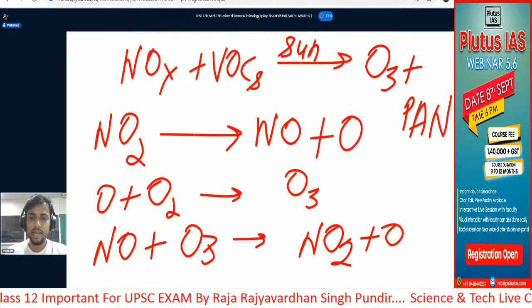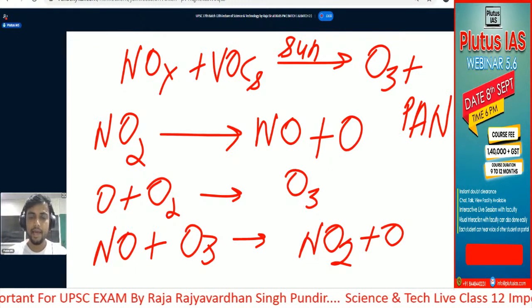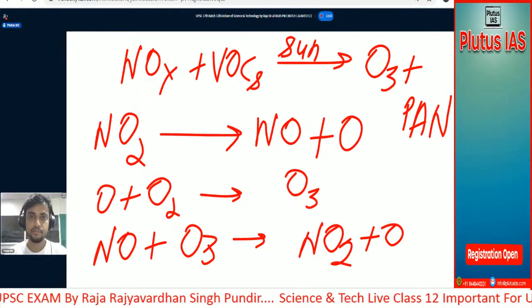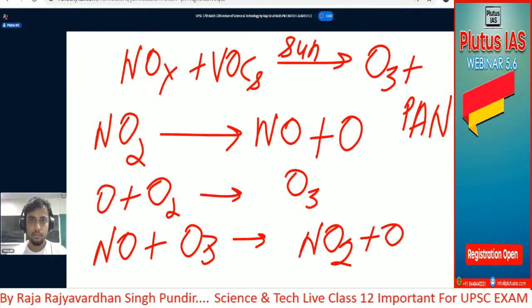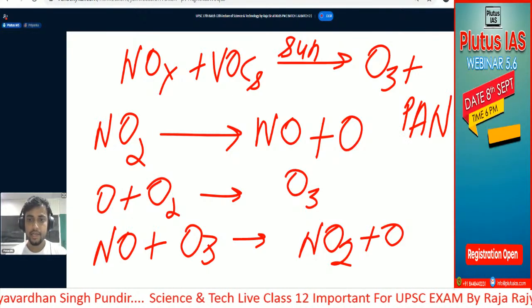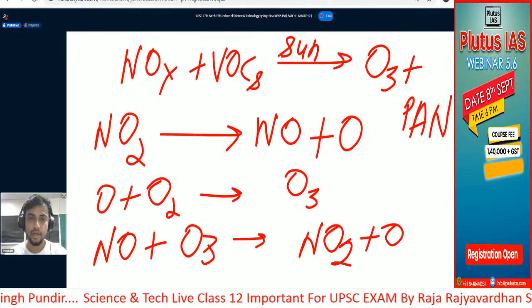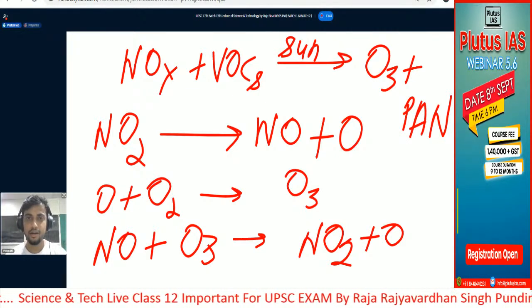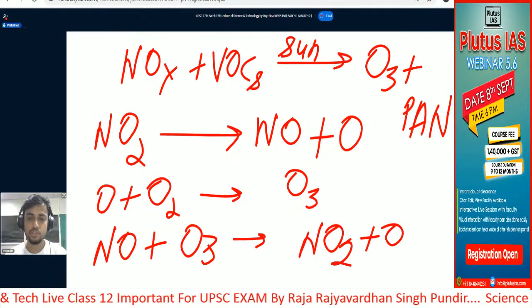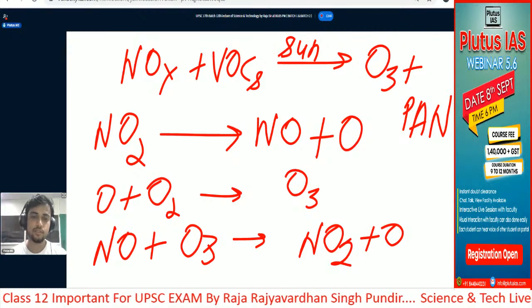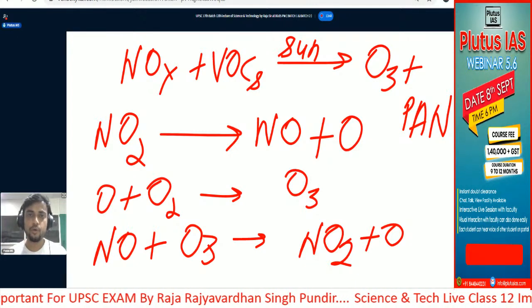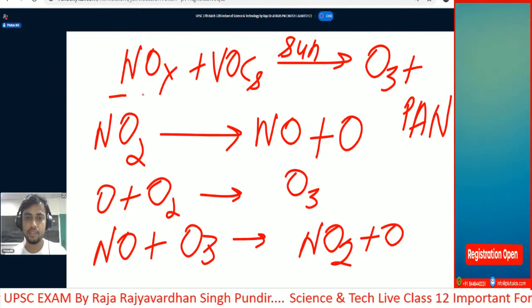So here is a balance between the NO2 and NO. They are interconvertible. The connection between them is ozone. NO2 and NO are interconvertible, and in this process ozone is formed and ozone is destroyed. So don't go into that chemistry. You have to remember only this reaction.